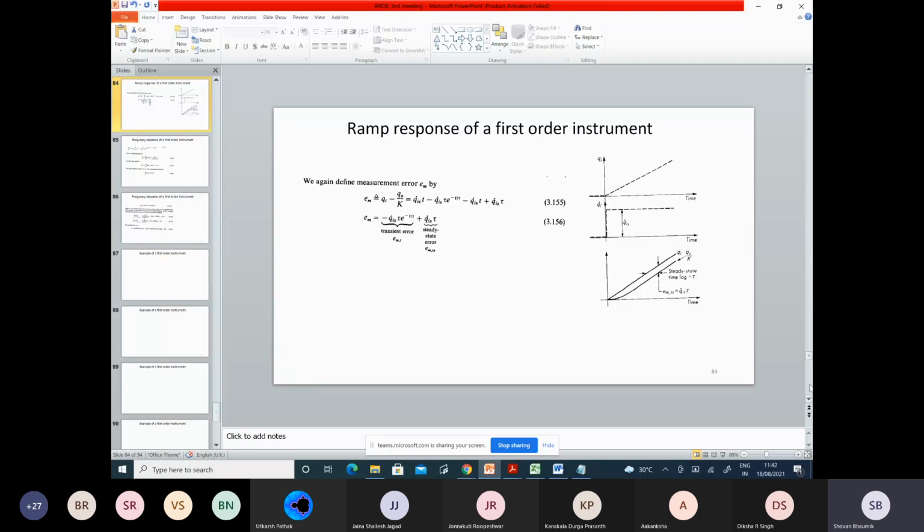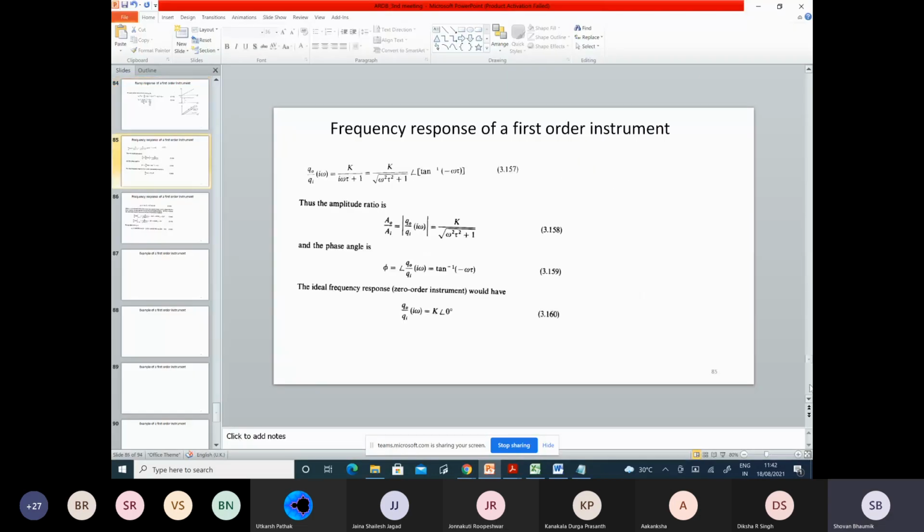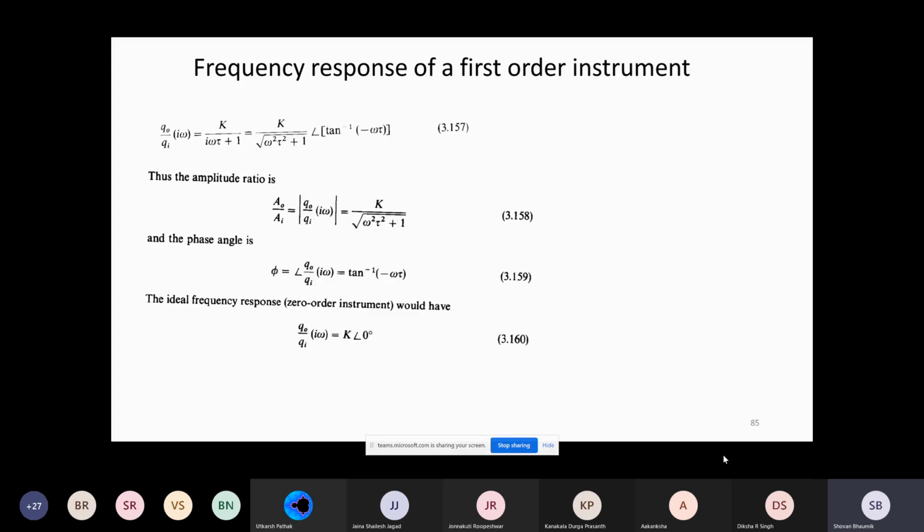So now another thing is the frequency response of a first order system. What is the meaning of the frequency response? You need to understand it precisely. As nobody is responding, I don't know how far you are understanding. Still, my duty is to speak and tell properly. So the frequency response of a first order instrument, or any instrument, what does it mean?